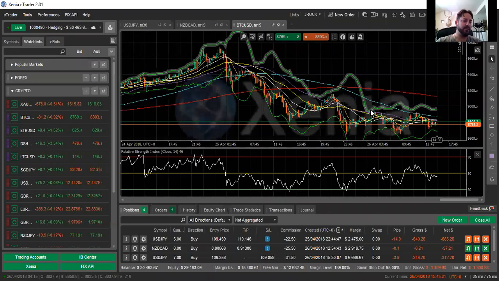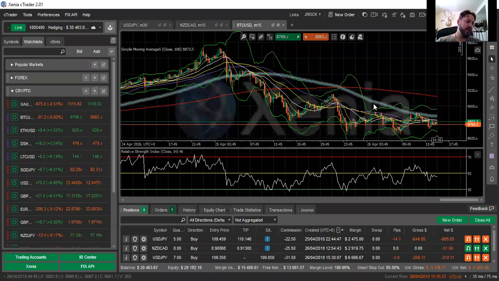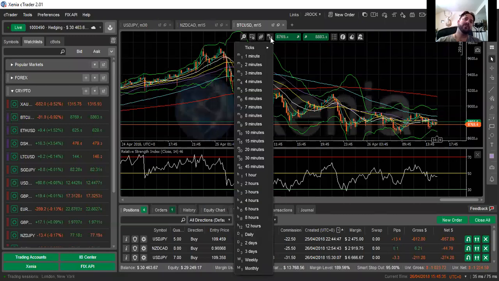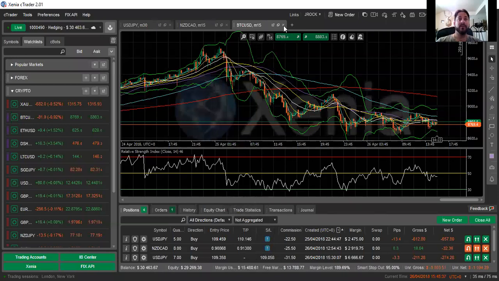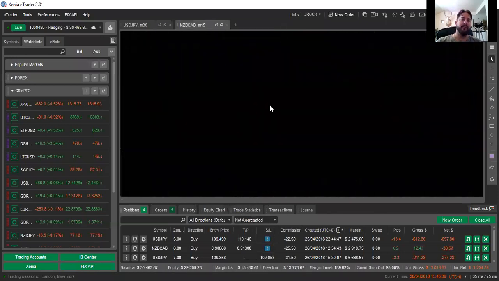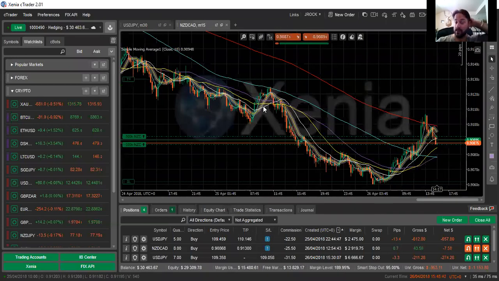Why tactical support? I don't have tactical support on Bitcoin, I have RSI. So crypto is a different animal, but there you have it. That's what it looks like. Okay, next.